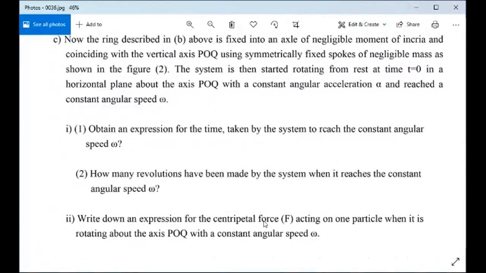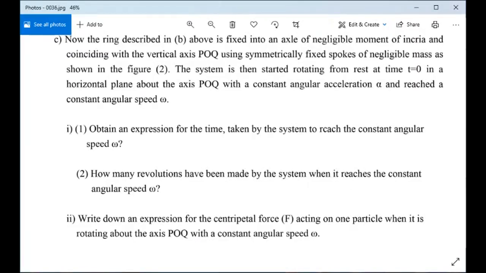This is a 2016 paper, dear. Just a few years ago. See the things that they have asked. This is the problem here.